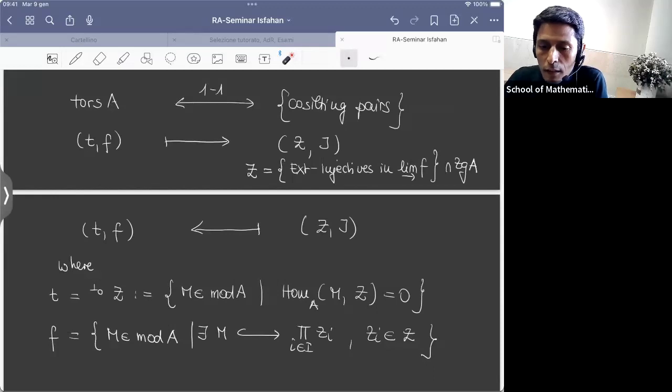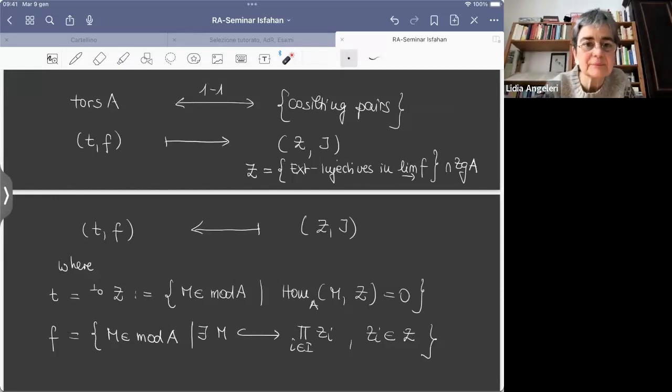So, Lidia, there is a question on chat. Let S be a finitely generated brick and F(S) the smallest torsion-free class. Is it true that S is the only torsion-free almost torsion module in it? Thank you for this question.